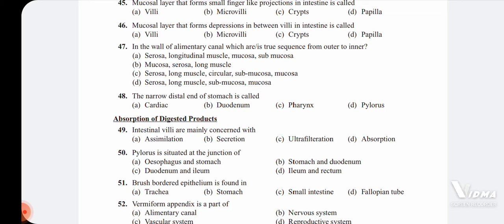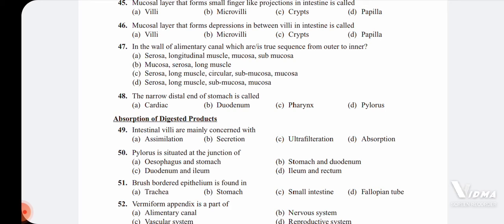It is given in the options B, A, C and D. After that it is the muscularis layer. Muscularis means it is made up of the muscles. The muscularis layer is again divided into longitudinal and circular muscle. That's why you can see in options A, C, D, they have given the longitudinal muscles.